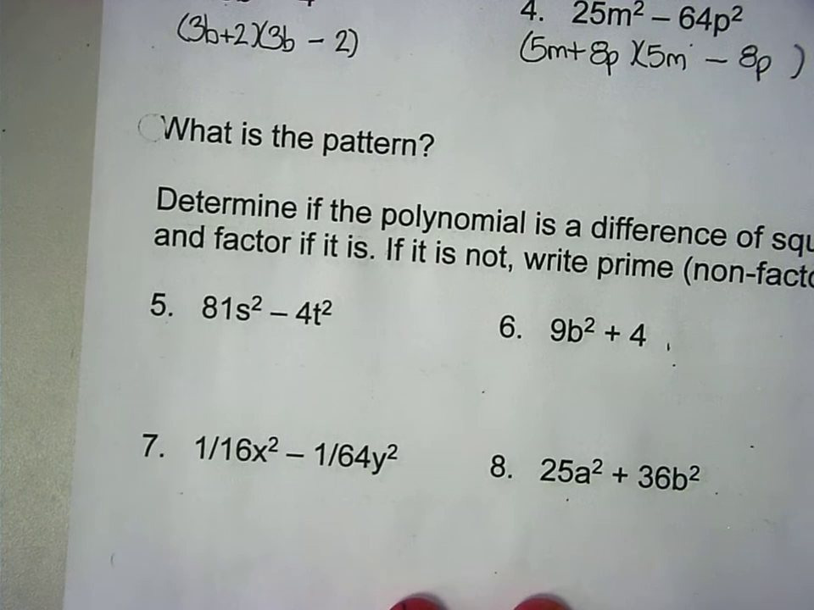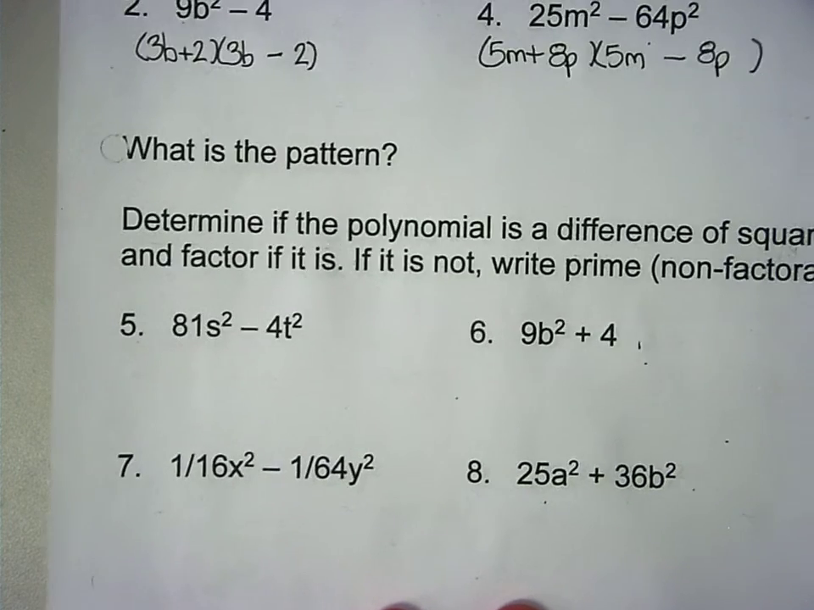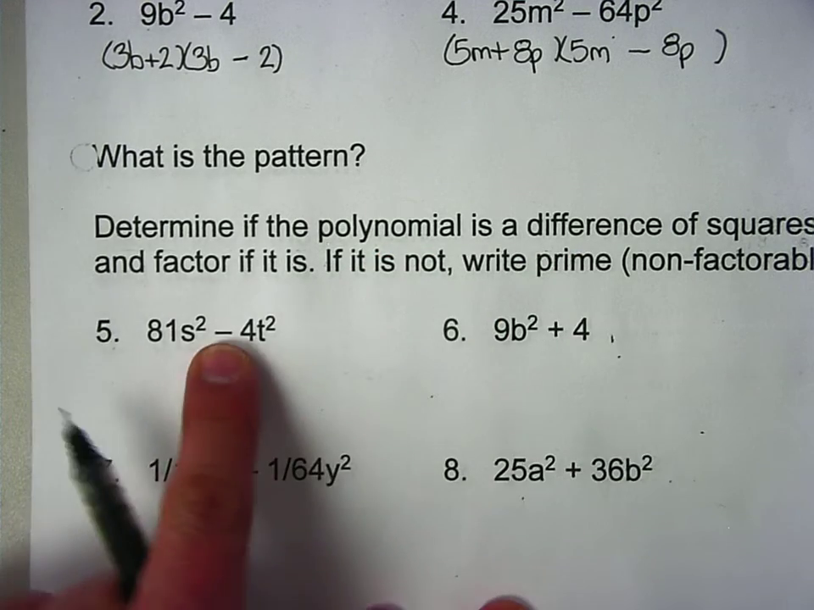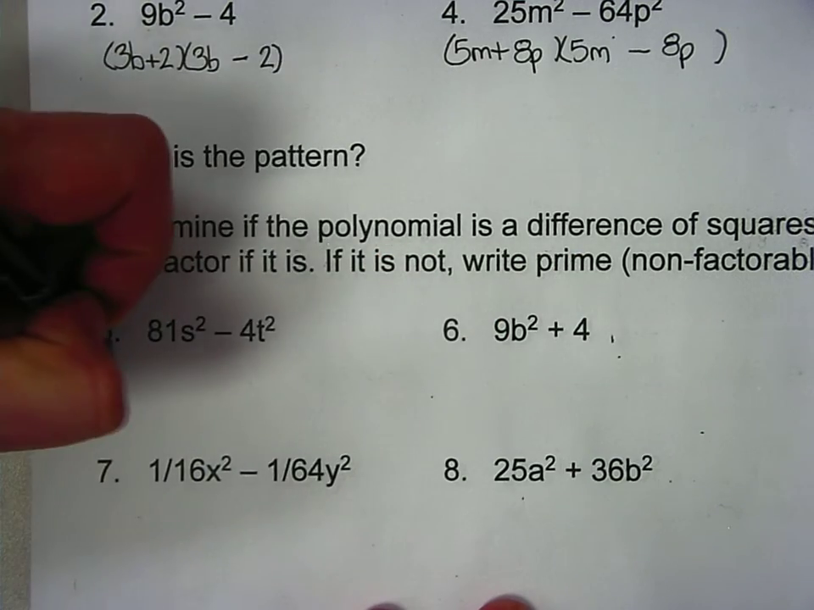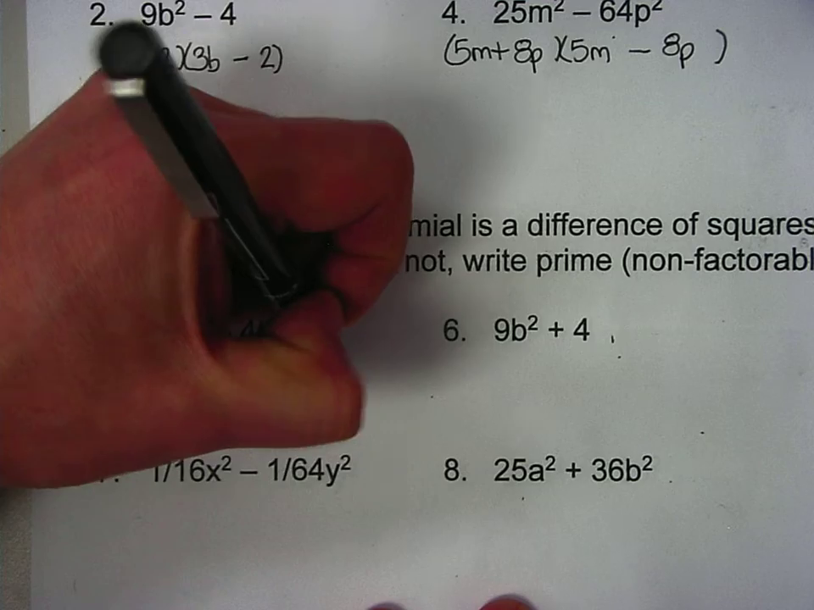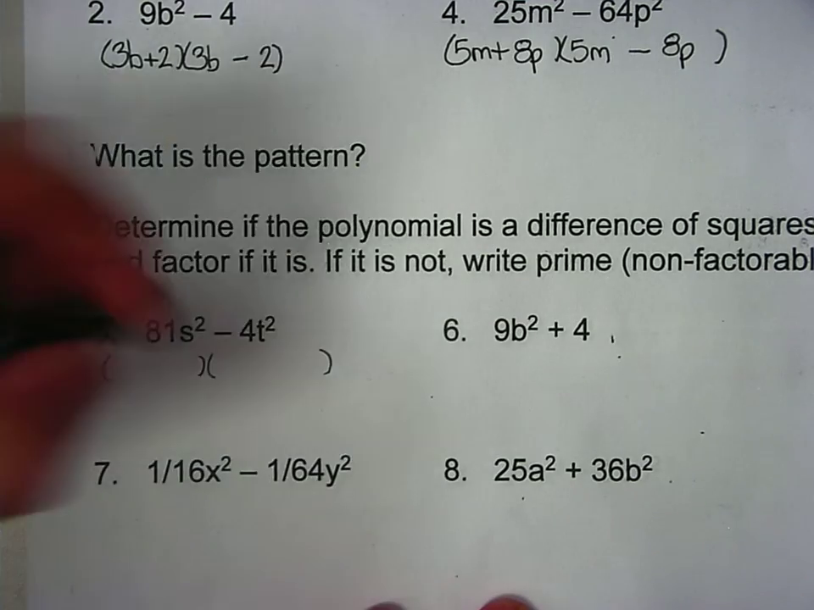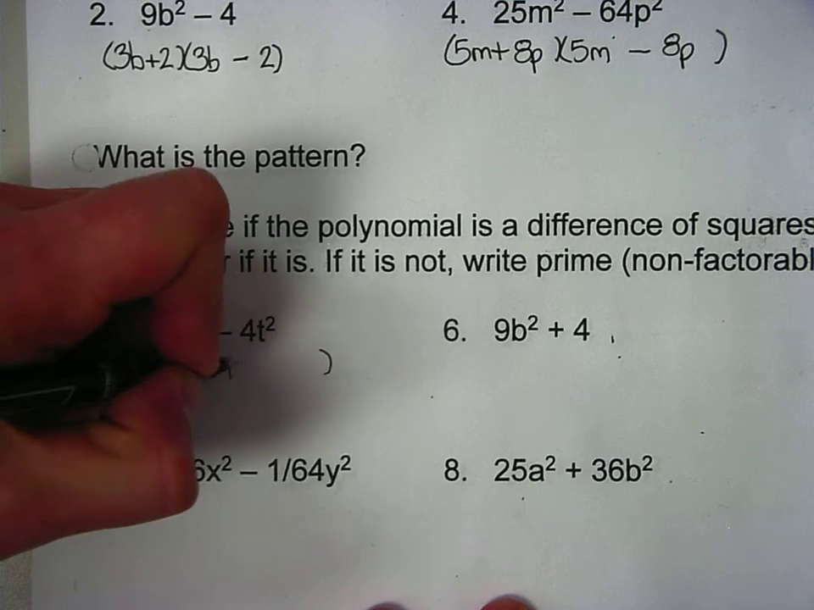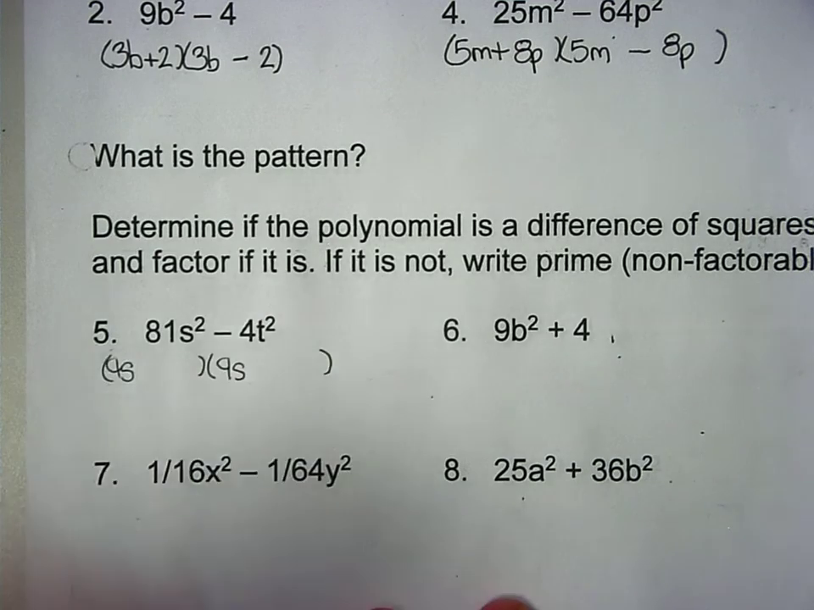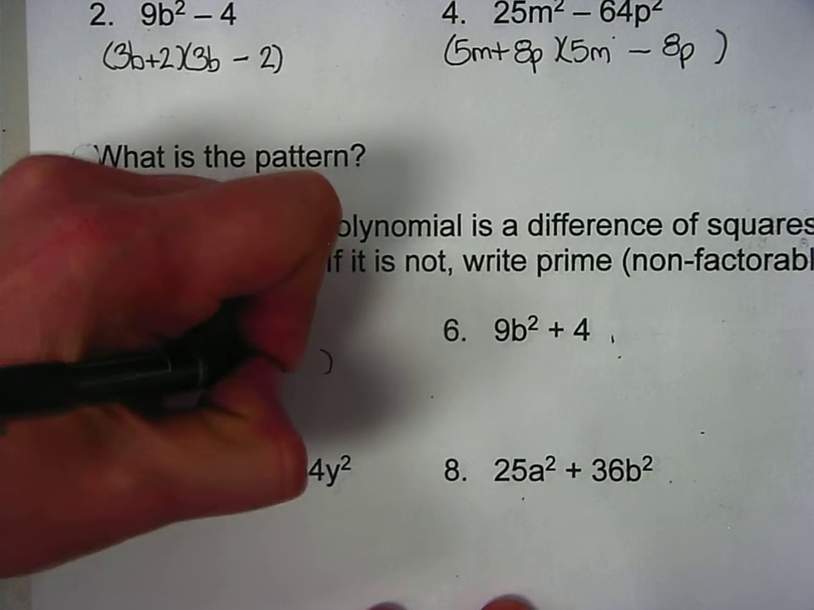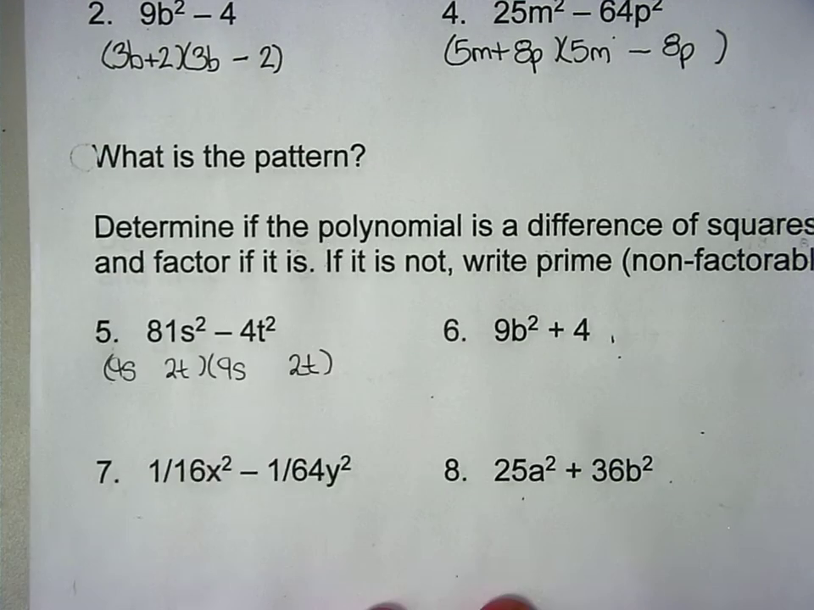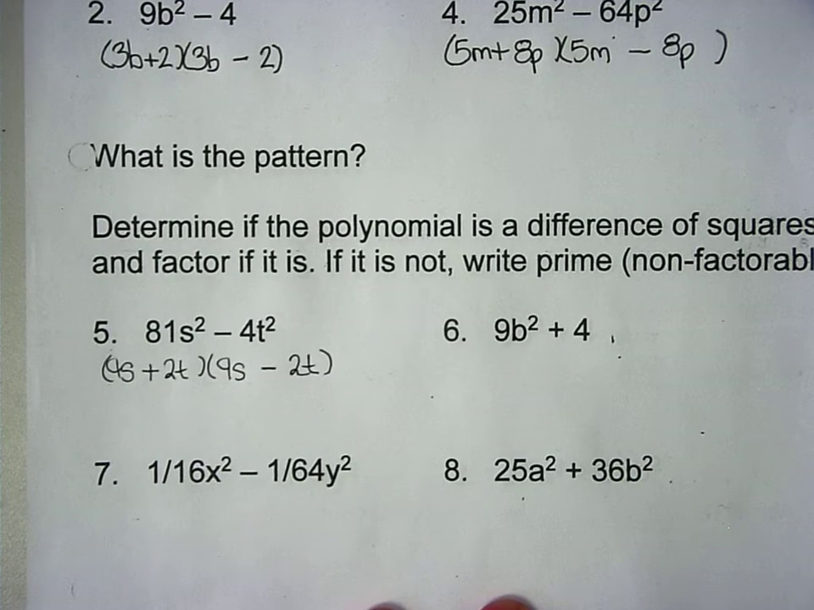Here we have 81s squared minus 4t squared. Our instructions ask us to determine if the polynomial is a difference. Yes, we have a difference of squares. So I'll go ahead and set up my factors. Square root of 81 would be a 9. Square root of s squared would be an s. Square root of 4 would be a 2. Square root of t squared would be a singular t. And in order to get the difference, I would need a positive version and a negative version of those terms.